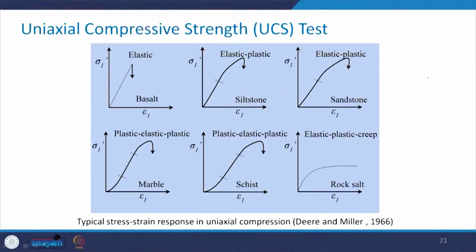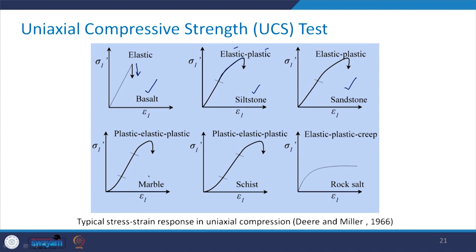Some typical stress strain responses in uniaxial compression. You see that for different types of rocks, I have shown some figures. For basalt, it is elastic behavior. You see till peak it is going along a linear path and then suddenly it breaks. Now in case of the siltstone, the behavior is elastic plastic. That means in the beginning it is elastic and then here it becomes plastic. In case of sandstone, again it is elastic plastic.